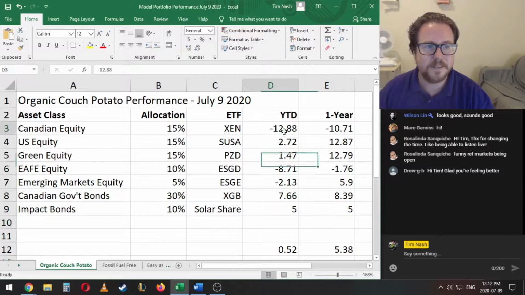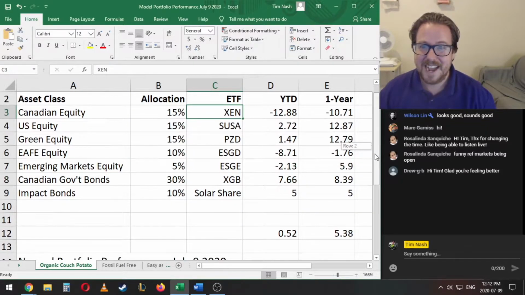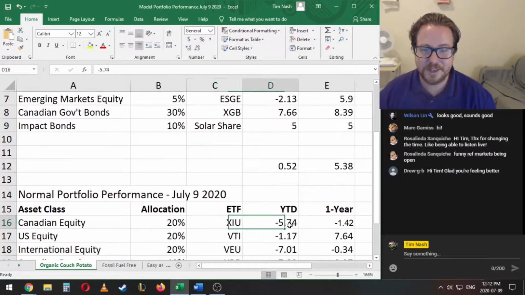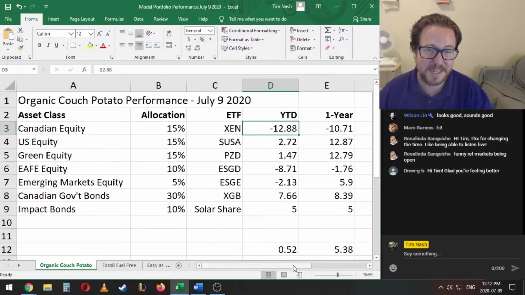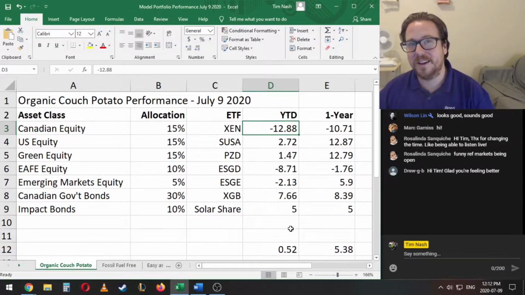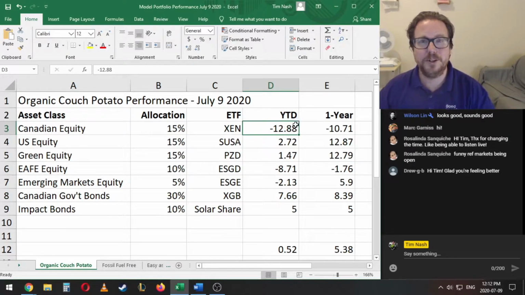When we look at it, you can see that the Canadian equity, this Janssy Social Index, has really been dragging. This has been like the biggest disappointment for me. If you look at it compared to XIU, really the Janssy Social Index has been underperforming. I've got a lot of feelings about this. I think I have a sense of why that is. I won't get too deep into it right now.